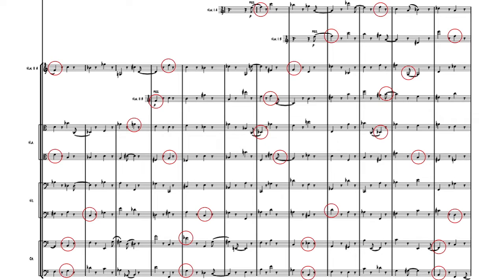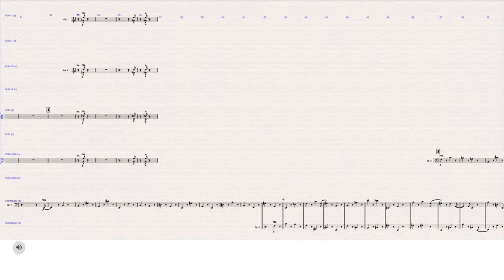So I've isolated the string section to help highlight what is happening in this section starting at measure 32. We hear the strut theme moving along in one voice, then another, and another as each one enters. And if we really focus hard, we can pull out that melodic cycle in each new voice.